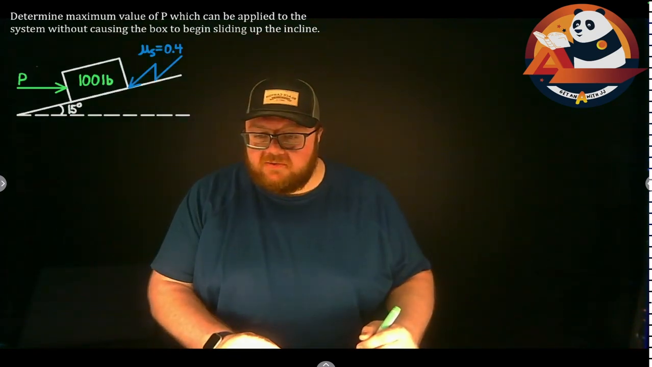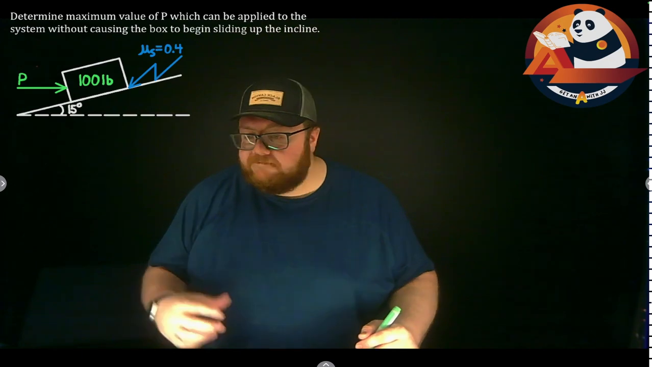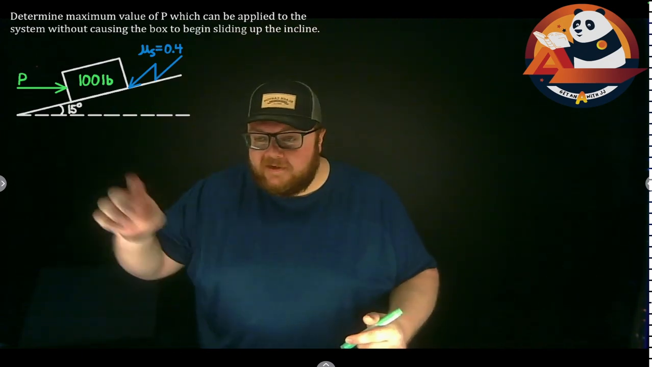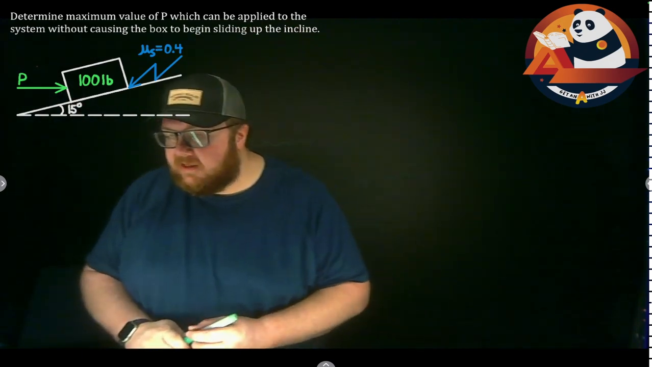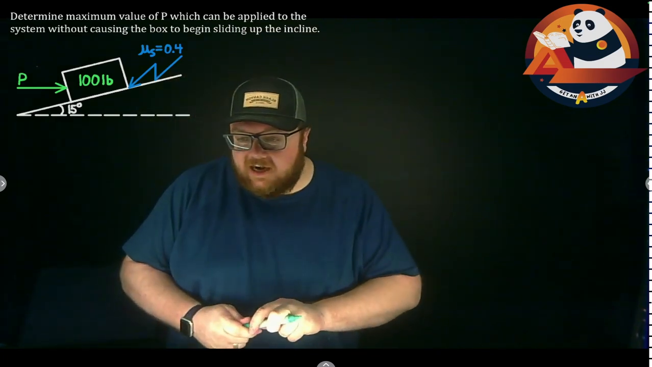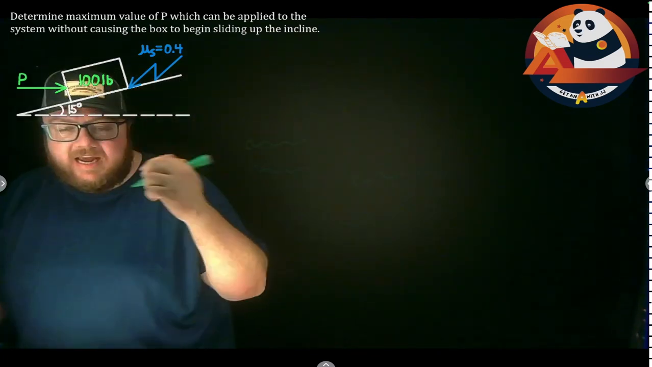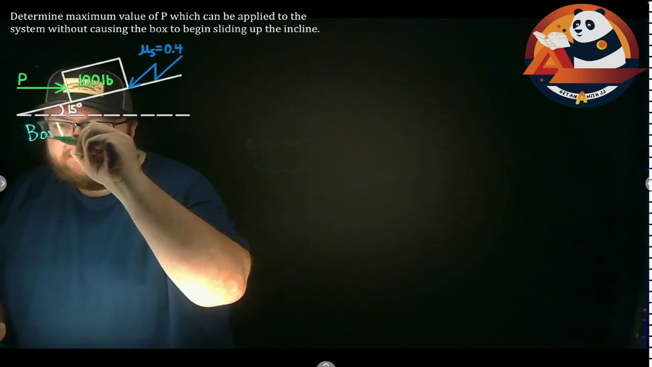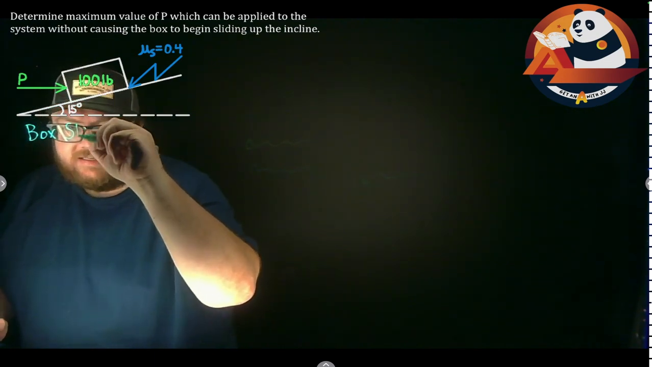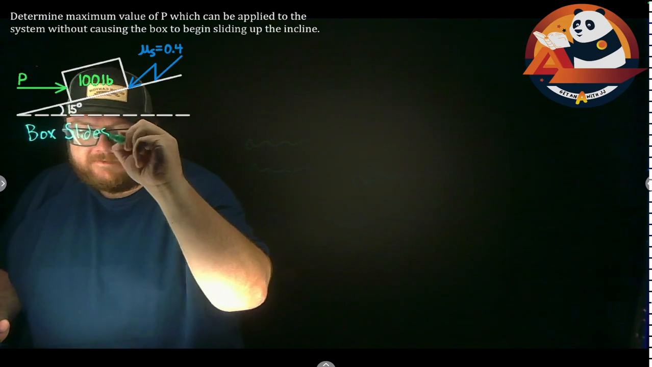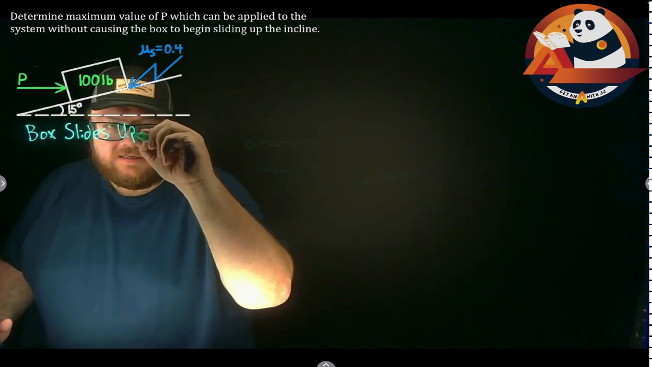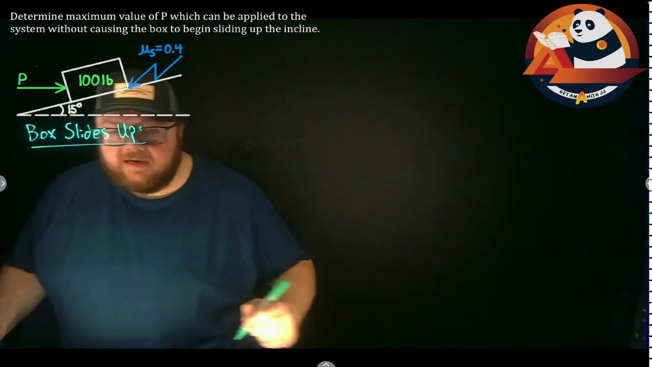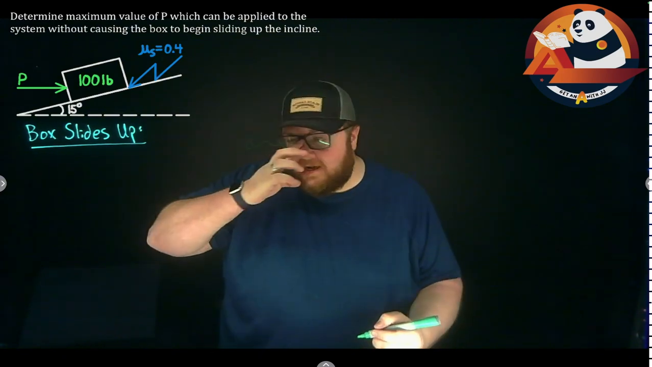Anytime we're doing these ones, we just want to come in and say, let's draw a free body diagram to start out. I need to solve for P ultimately. So we're saying that box slides up the incline. If we were sliding down, our free body diagram would be different. We'll talk about that at the very end. Box slides up though. Our box is sliding up our incline. Let's make our free body diagram, then we'll come in and analyze it.